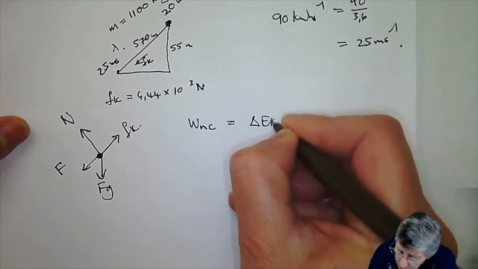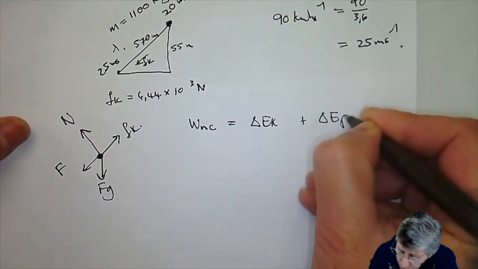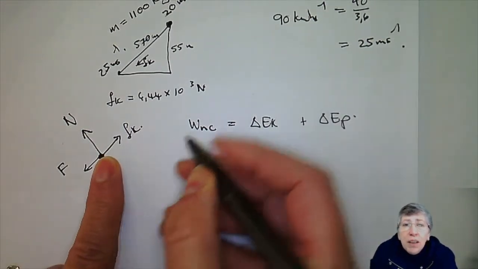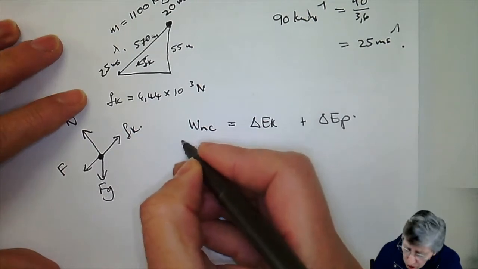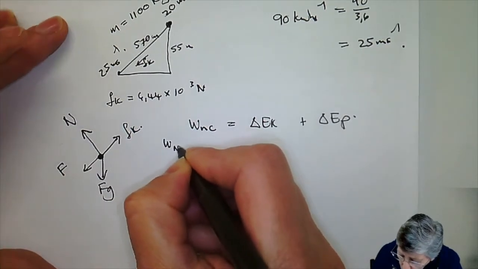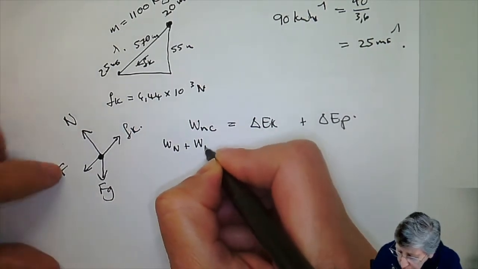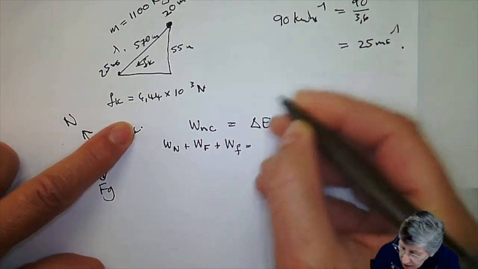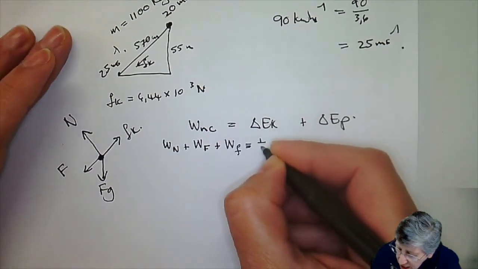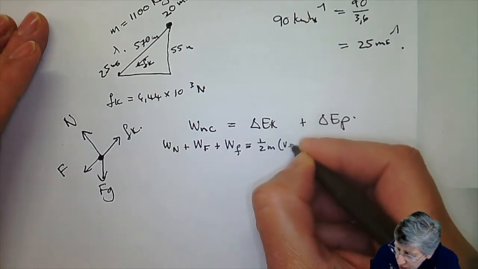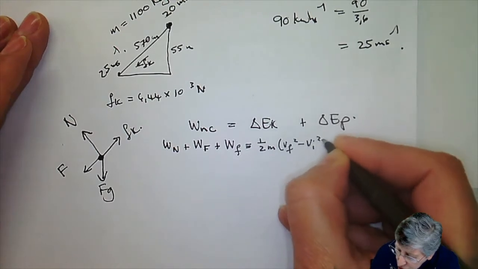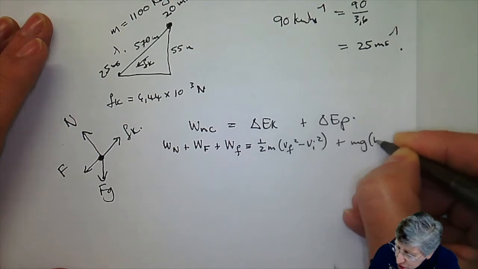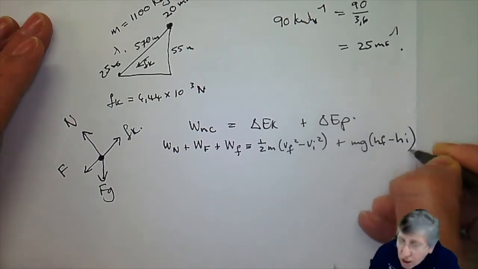Delta EK plus delta EP. Now, gravity is my conservative force, so that is not being used with the non-conservative ones. With non-conservative, we have the work done by the normal force, plus the work done by that applied force, plus the work done by the frictional force. And that gives you the change in kinetic energy, which is half m (v final squared minus v initial squared), and the change in potential energy is mg (h final minus h initial).